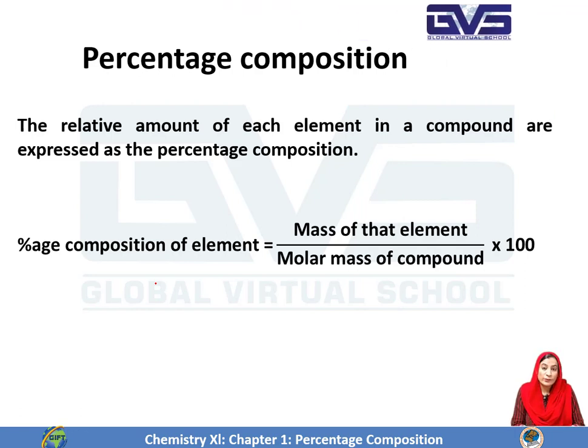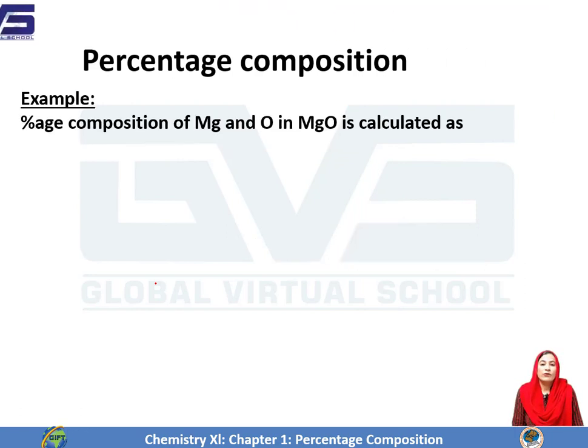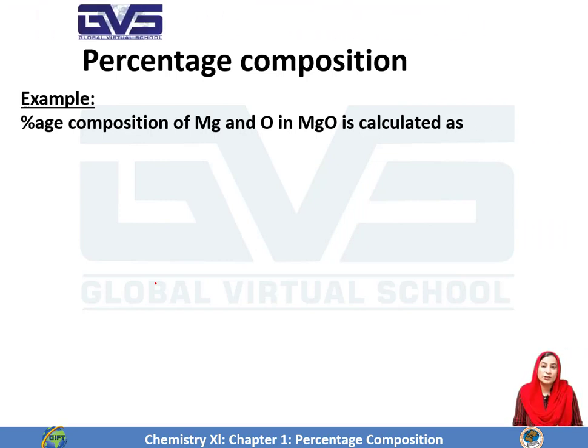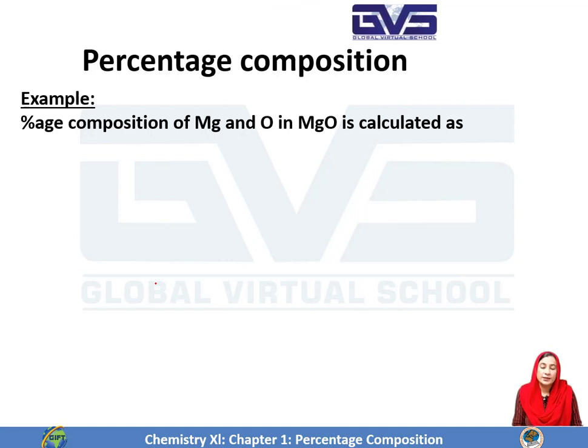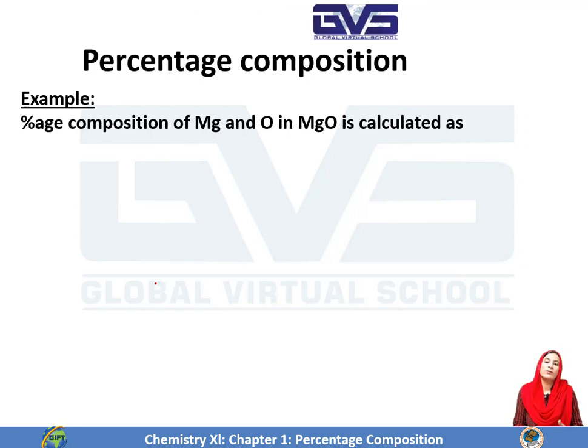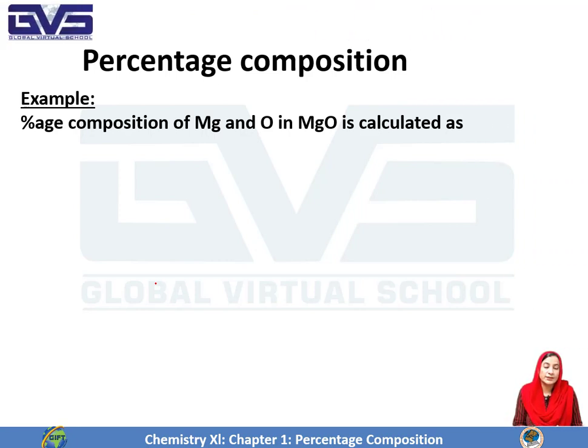So this equation will be clearer with an example. For example, we have a compound magnesium oxide, MgO. It means the magnesium oxide compound is formed from magnesium and oxygen, one magnesium and one oxygen. This shows it is 50-50, one magnesium, one oxygen. But we are concerned with its percentage composition by mass. So let's see what the mass percentage of magnesium is, and what the mass percentage of oxygen is in this compound.